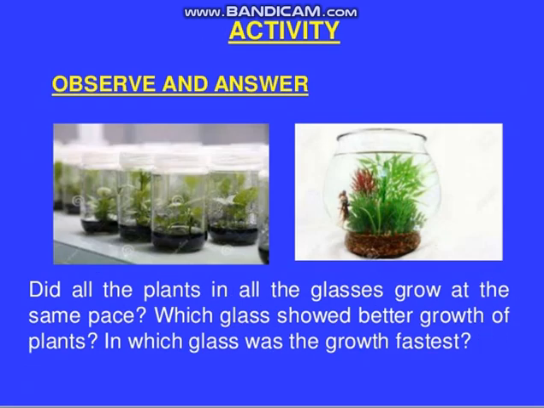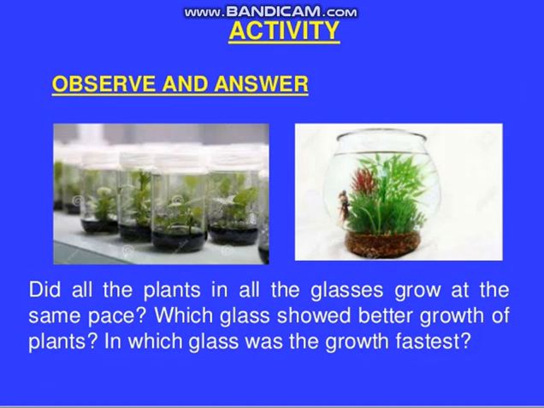So what do you observe? The seedlings in glass A and glass B show good growth, whereas growth in glass C is very less. Seedlings in glass B containing urea grow fastest, followed by A and least in C. So what can we conclude on the basis of these observations?